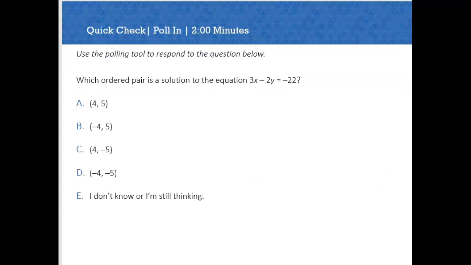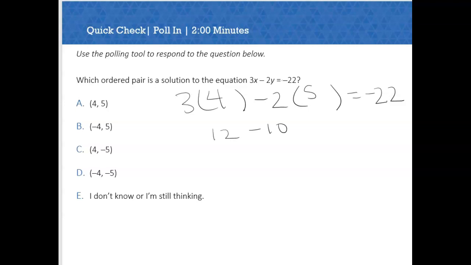So we talked about in Unit 3, when we first looked at equations that had x's and y's, how an ordered pair is just one of the ordered pairs that lie on this line. There's an infinite number of ordered pairs, but we could plug these in. We could make a table. We could actually graph the line, but we can just plug this in. So we're going to do 3 times x minus 2 times y and see if it equals negative 22. If we plug in 4 and 5, 12 minus 10, well, that's not negative 22. So I know that's not going to work.